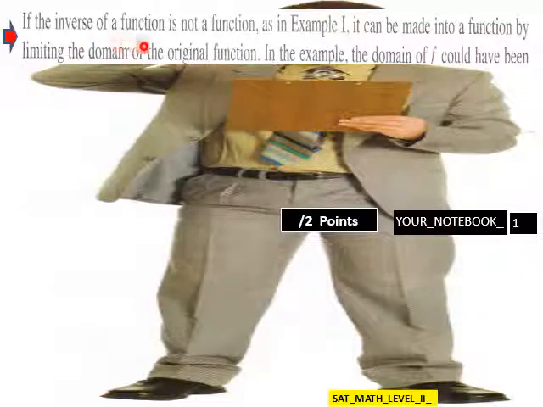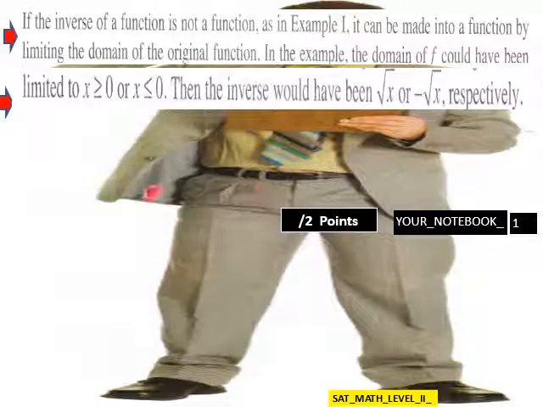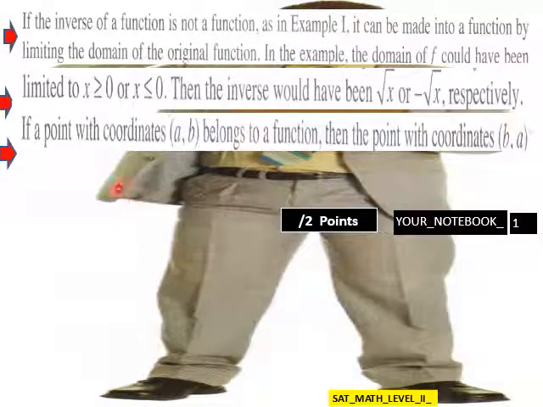If the inverse of a function is not a function, as in example 1, it can be made into a function by limiting the domain of the original function. In the example, the domain of f could have been limited to greater than or equal to 0, or less than or equal to 0. Then the inverses would have been radical x or the negative of radical x, respectively.